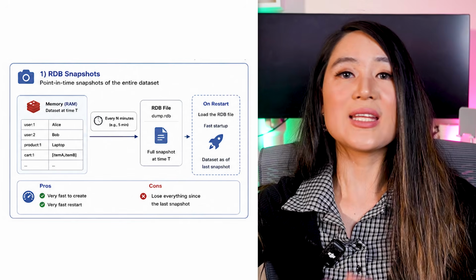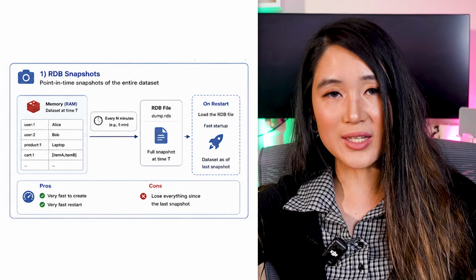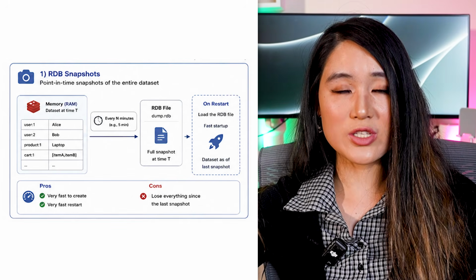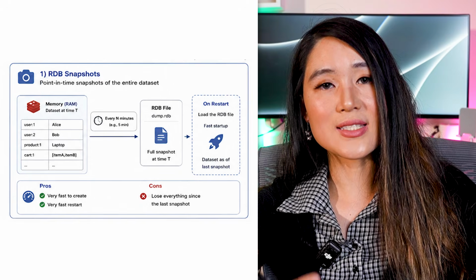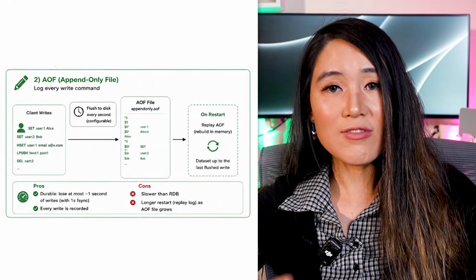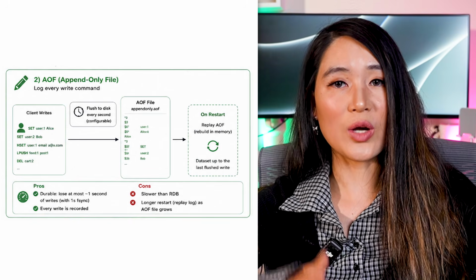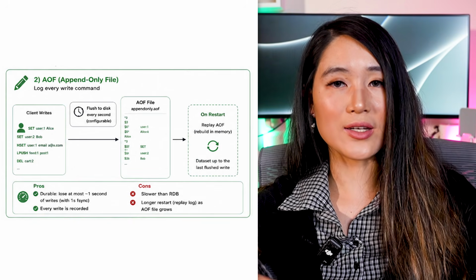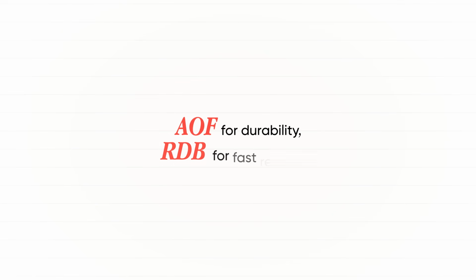But if Redis holds data you care about, you've got 2 persistence options. RDB snapshots write the entire database to disk every few minutes. This is cheap and great for fast restarts, but you lose everything since the last snapshot. AOF, the append-only file, logs every write command, typically flushing to disk once per second, so a crash costs you at most about 1 second of writes. Most production setups run both, AOF for durability, RDB for fast recovery.